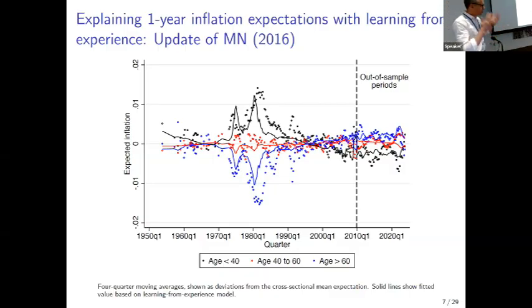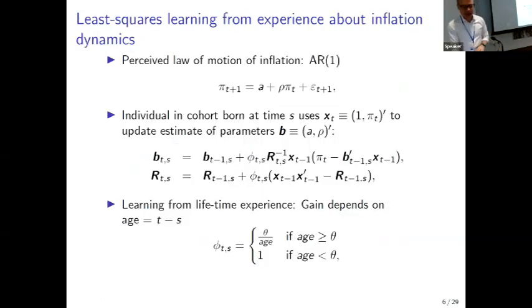And all of this is broadly consistent with this notion that memory of these experiences plays a role. For example, most recently, older people had the memory of the 70s, younger people didn't. And this helps explain why these inflation expectations differ. And the dots on that chart are the actual data. The lines on the chart show you the fit from this least squares learning model with this age-dependent gain that we set up.